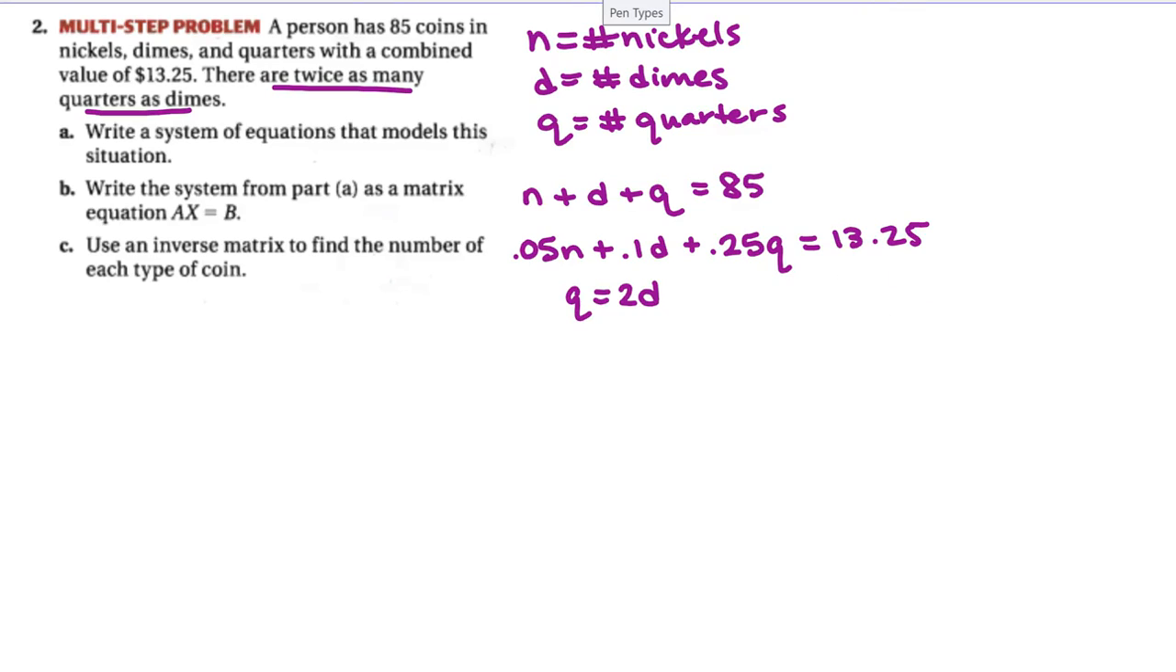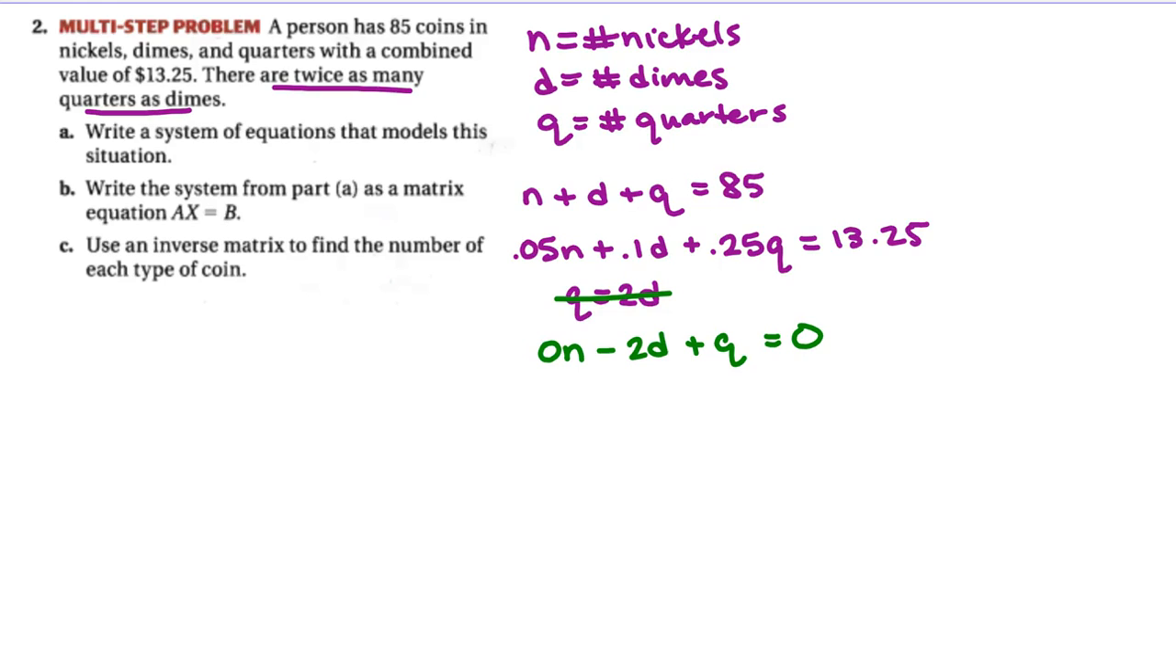Now what I'm going to do with that third equation is actually rearrange it so that it's in standard form like the other ones. So instead of that, let's write 0n minus 2d plus q equals 0. So just by subtracting 2d from both sides, we get that. Okay, so there's our system of equations. So we did part A.